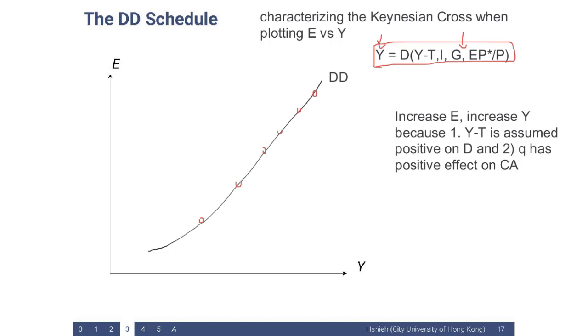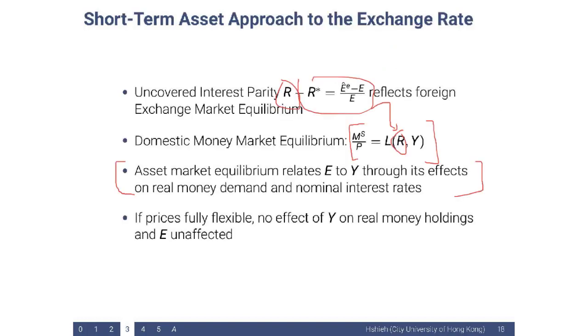All right, so let's now combine the DD schedule with the financial markets, as represented by the money market as well as the foreign exchange market. You know this. The FX market is represented by UIP, the uncovered interest rate parity. Real interest rate differentials are equal to the expected depreciation of the domestic currency. If that's satisfied, we have market clearing in the FX market. That means carry traders have no incentive to come in to borrow or lend out in different currencies.